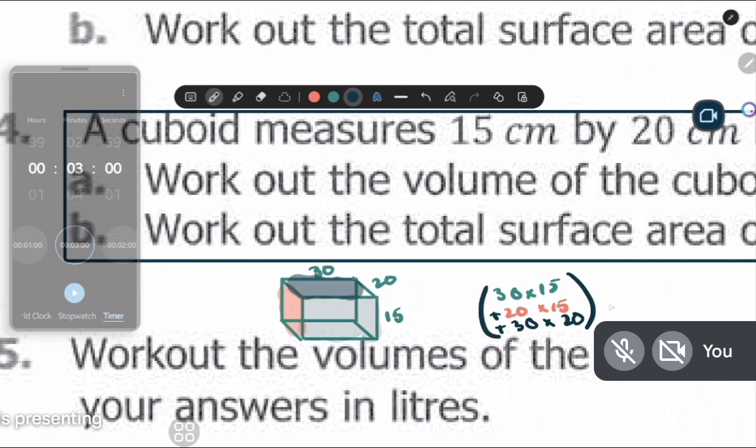You can also always add these all and then multiply the answer by 2. Okay. What are you getting? Yes, 2700.